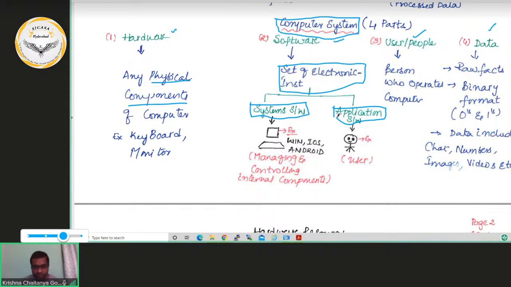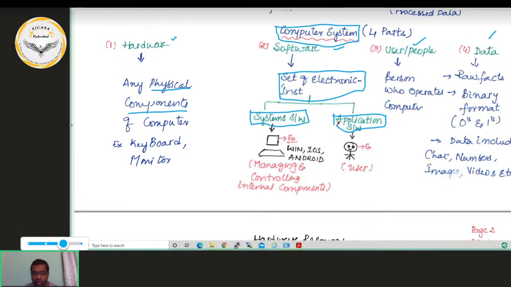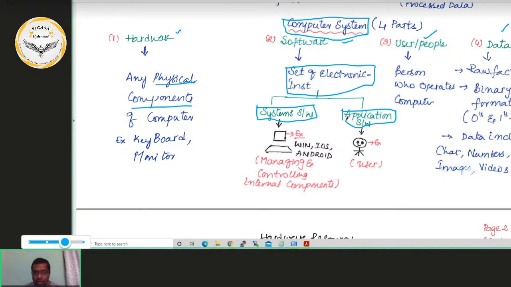So what do you mean by system software? Any software which is used for the purpose of managing and controlling the internal components of a computer is called system software. What do you mean by internal components of a computer? They are internal hardware units, like main memory, secondary memory, etc. This software will manage and control the internal components. Now, what is an example of system software? Windows, iOS, Android, etc.